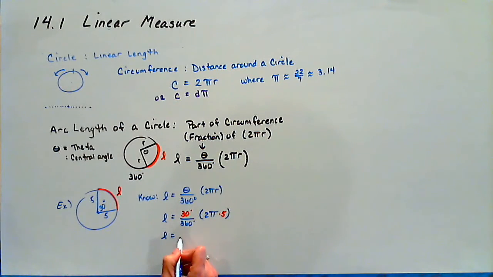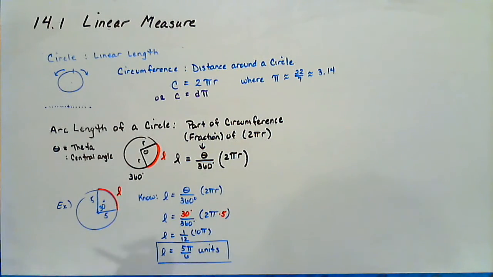So degrees reduces with degrees, so I'm left with 1/12. 2 times 5 is 10. So reduce 10 and 12 by 2, so I get 5 pi over 6 units, because I did not tell you what unit of measure to use. So it's just a fraction of a circle. Since we're talking about the distance around, I just want the fraction around the circle. Okay.